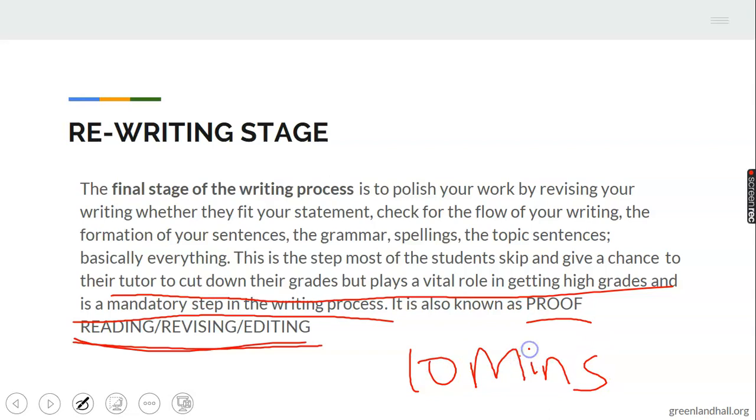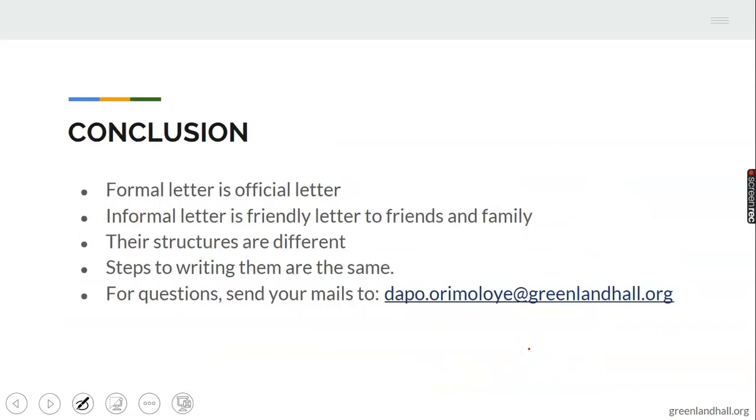This is very, very crucial. If you can try and follow these steps, you'll find letter writing very easy to do. And before I leave, remember that formal letter is official and it has a professional undertone. But the informal one is friendly and casual. Like we have here, I said it's formal.